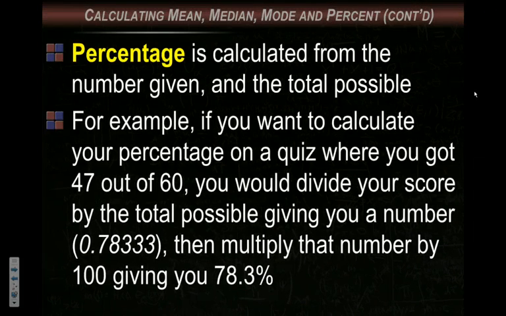A percentage, we know, is basically a number that we can calculate from a fraction, right? So for example, if we had a quiz and we got 47 out of 60 correct, 47 out of 60 is a fraction. If we actually do the division, 47 divided by 60, we're going to get the decimal number 0.78333. Then to turn it into a percentage, just take that decimal and multiply it by 100. So we get 78.3% on that particular test.